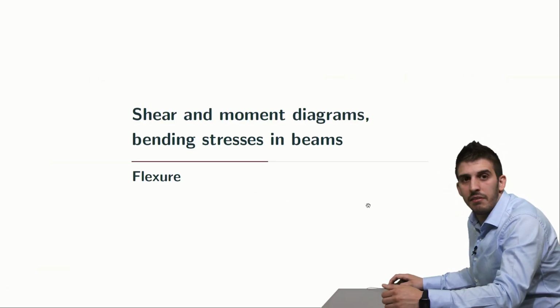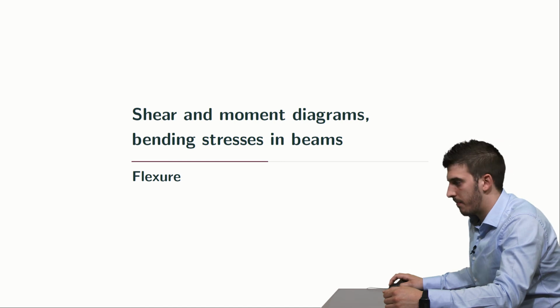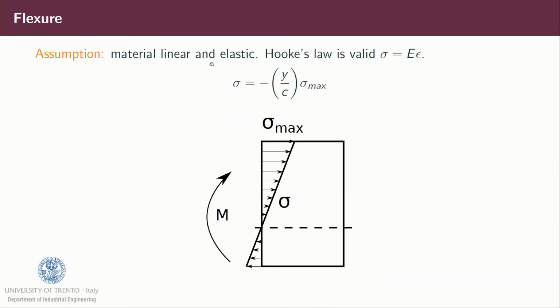So we can now derive the flexure formula. We can assume that the material is elastic and linear, so we can apply Hooke's law, and we can say that sigma is equal to epsilon times E. At the end, we will get that sigma is equal to minus y over c times sigma max.